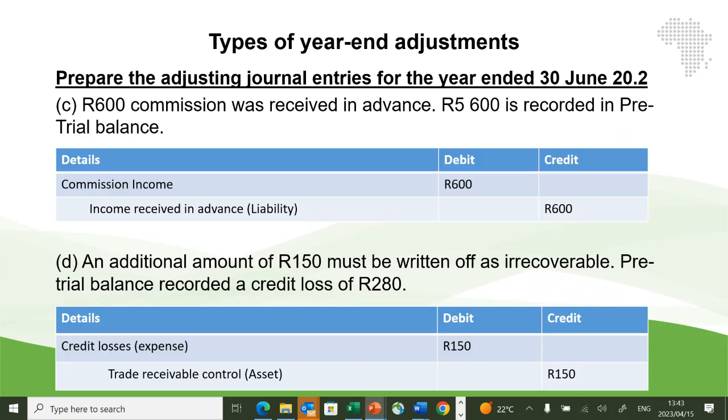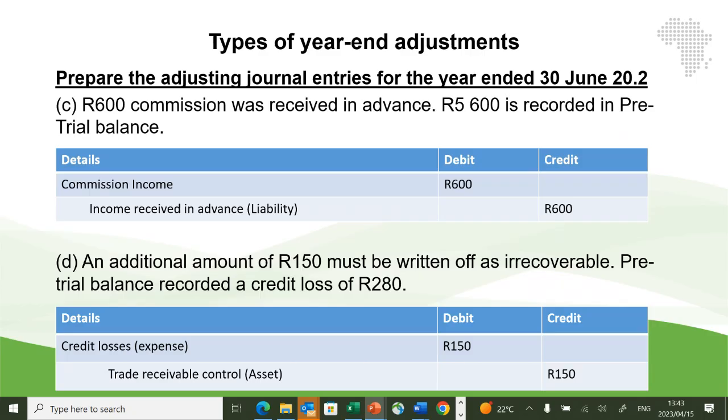And D, an additional amount of 150 must be written off as irrecoverable. So here we are dealing with what? With a credit loss. We know that we're not going to recover this 150, so we need to write it off. The trial balance recorded a credit loss of 280. So already there was another credit loss that had been recorded of 280. But now they're saying an additional 150 must be written off.